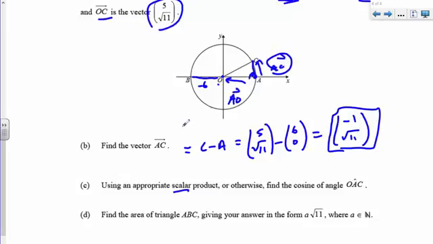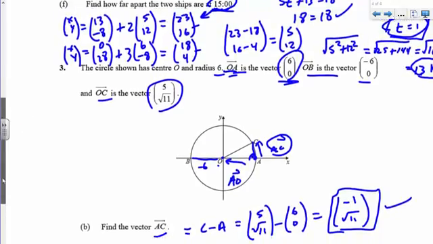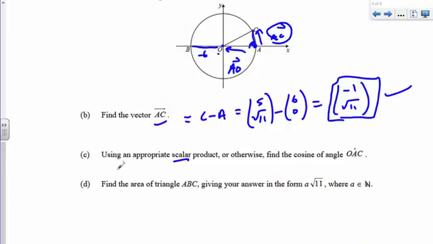Now luckily for me, AC I already found. This is what they asked me to do, which is nice. AO, though, is the same thing as OA, since I give you OA, but we're going to flip the signs. So this is going to be -6 and 0. So I have a dot product of (-6, 0) and the other one will be (-1, √11). I have to take this dot product. So this will be this times this, top times top, which is 6, plus bottom times bottom, which is 0, which is pretty straightforward there. And this will give me 6.